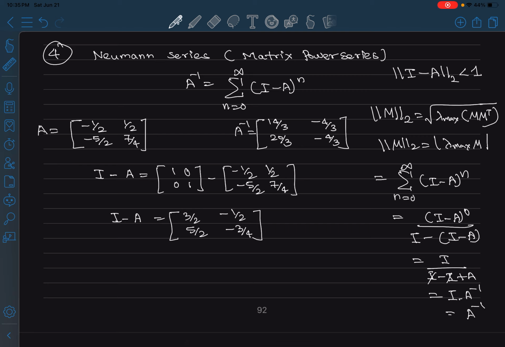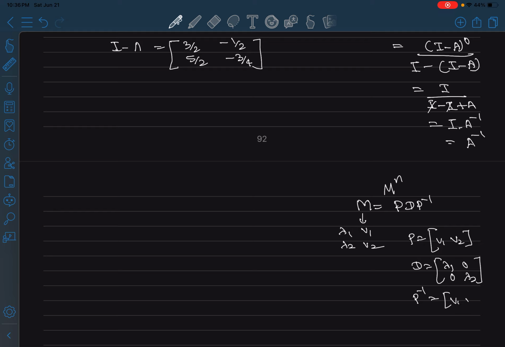If M has eigenvalue lambda 1 with eigenvector B1 and eigenvalue lambda 2 with eigenvector B2, P is just the matrix with columns B1 and B2. D is lambda 1, 0, 0, lambda 2. And P inverse is the inverse of the matrix B1, B2. This is a two by two matrix because B1 and B2 each have two entries. This is how you diagonalize a matrix. It should be diagonalizable to find the nth power; there are other ways, but let's just talk about a diagonalizable matrix.